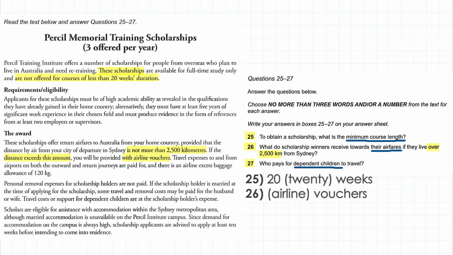Now 27. Who pays for dependent children to travel? We'll find it here. "Travel costs or support for dependent children are at the scholarship holder's expense." So who pays? The scholarship holder. And you can answer "scholarship holder," or if you include the article, "the scholarship holder," it's still not more than 3 words, so this answer will be correct. But normally, just don't include articles in your answers.